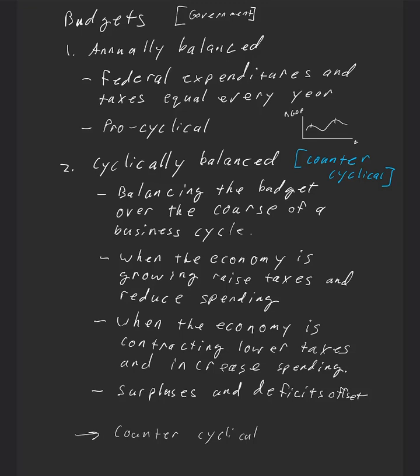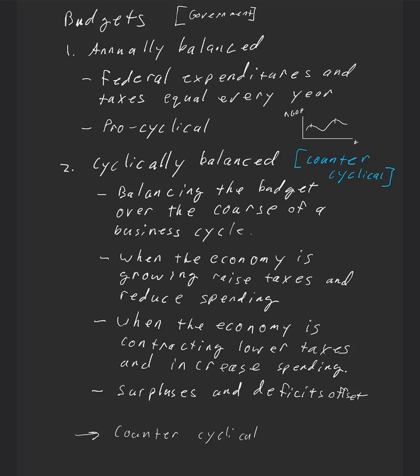When the cycle goes up, the spending goes up. When the business cycle goes down, spending goes down. Annually balanced budget would give us a pro-cyclical government spending. The opposite is what we call cyclically balanced. So instead of balancing it every year, you balance it over the course of a business cycle.